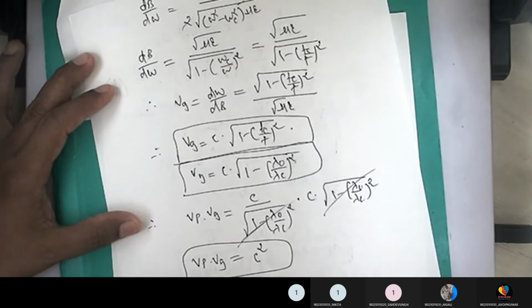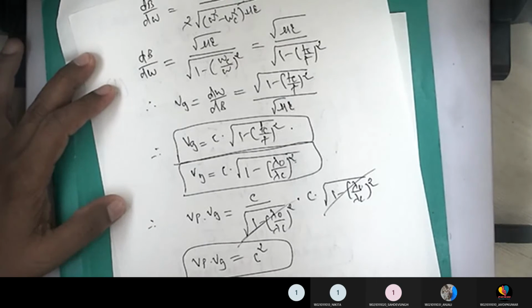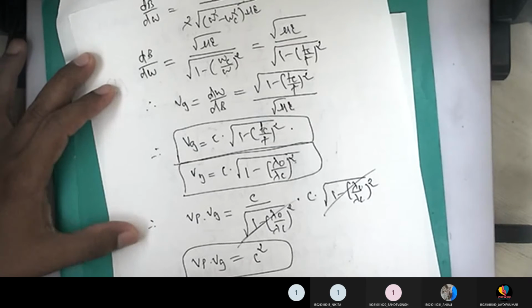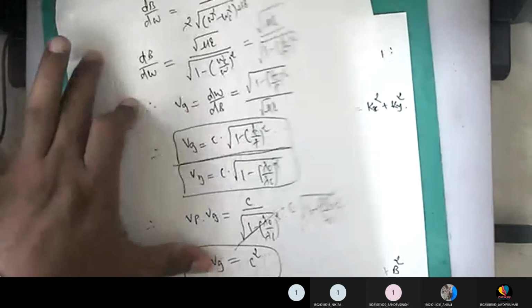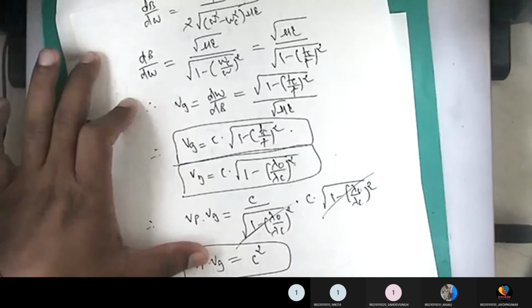So, any doubt regarding this part now? Clear? So we have seen phase velocity, we have seen the group velocity, and now we have the idea that the product of these two, the phase velocity and the group velocity, is the square of the speed of light. So this way I think I have covered almost all the major expressions.